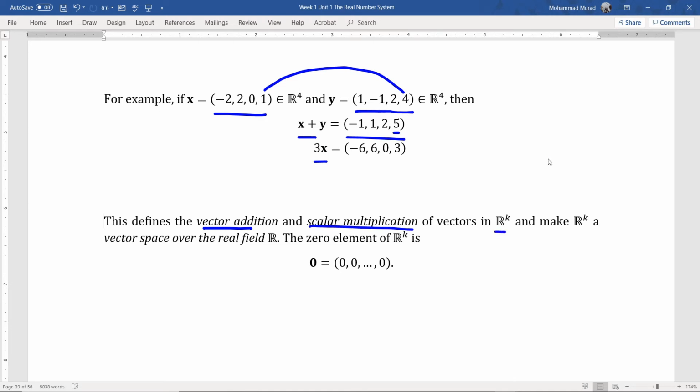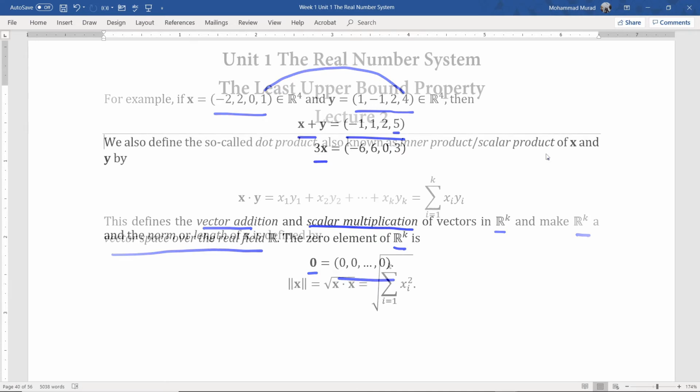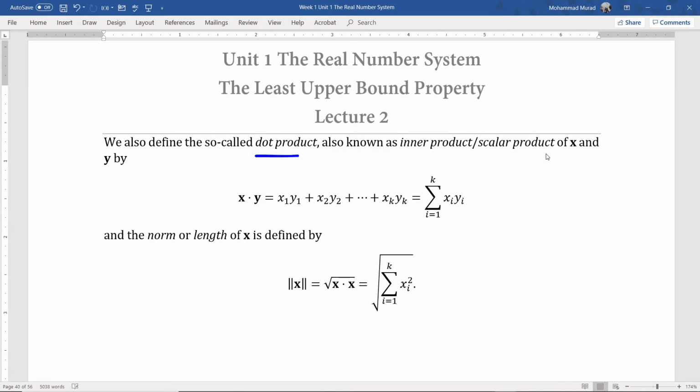This defines the vector addition and scalar multiplication of vectors in Rk, and makes Rk a vector space over the field R. The zero element of Rk is the zero vector, written in boldface 0, whose components are all zeros. We also define the so-called dot product, also known as inner product or scalar product, of vectors x and y, which is denoted by x dot y, and defined to be equal to the sum of the products of the corresponding components, which can also be written by using the sigma symbol.